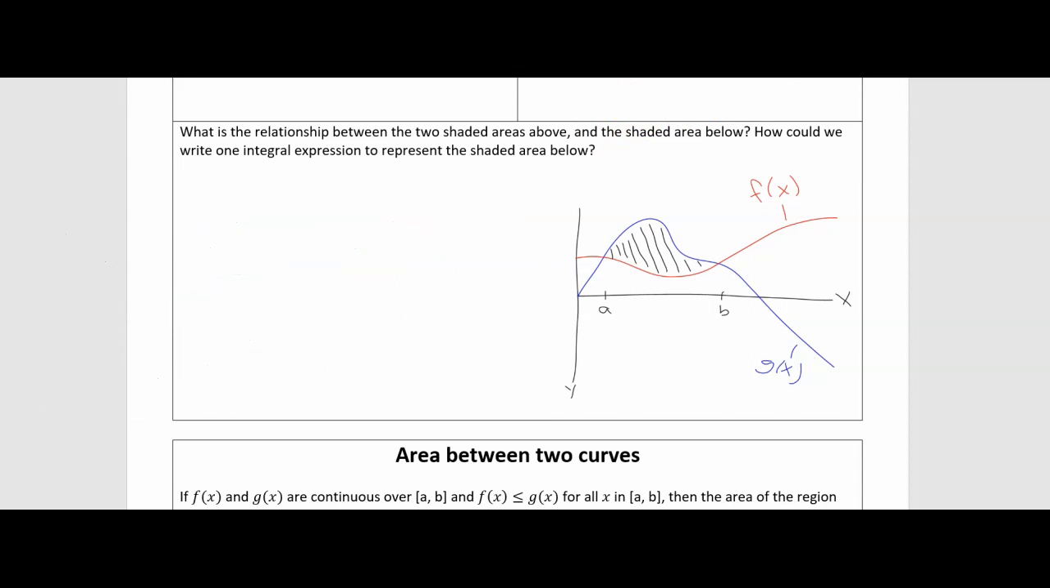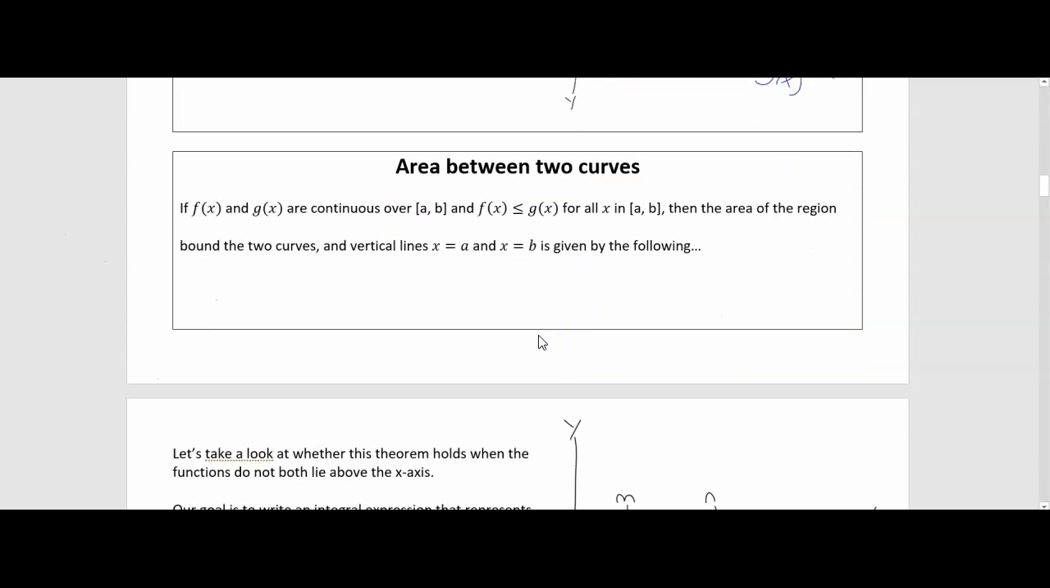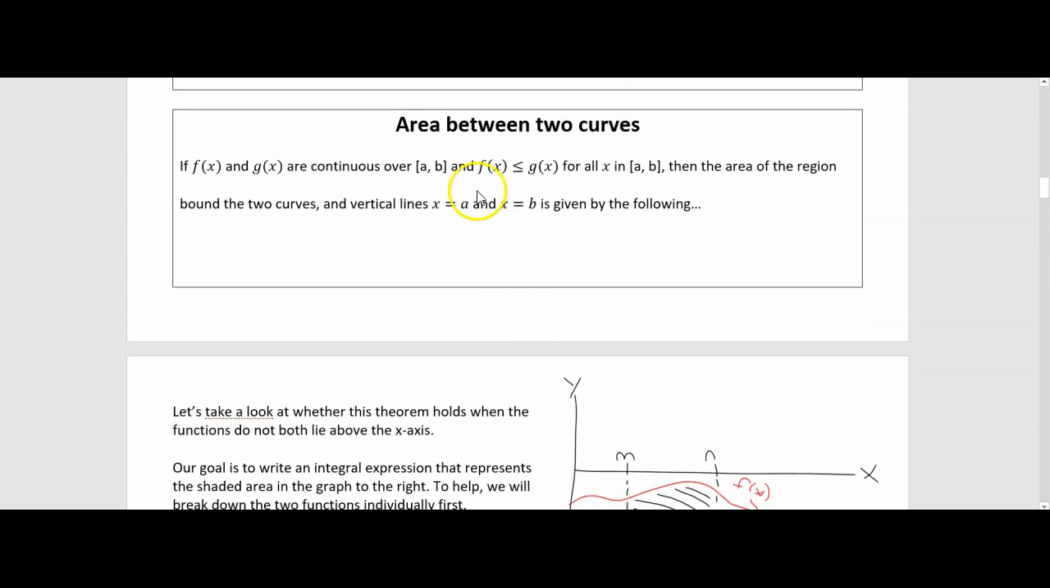This is the area formula for finding the area between two curves. It is important that we make sure f and g of x are continuous, and f of x is less than g of x for all the x's in that interval.